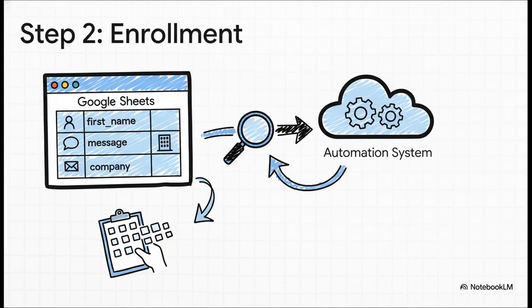Now let's talk about step 2, enrollment, because this part is really cool. I mean, sure, you could just paste in a list of emails, no problem. But the real game changer is the Google Sheets integration. You just link up a spreadsheet and boom, the system automatically pulls in your contacts. It's even smart enough to spot column headers like first_name or company, even if you exported them from HubSpot or Salesforce, which makes personalizing your emails incredibly easy.